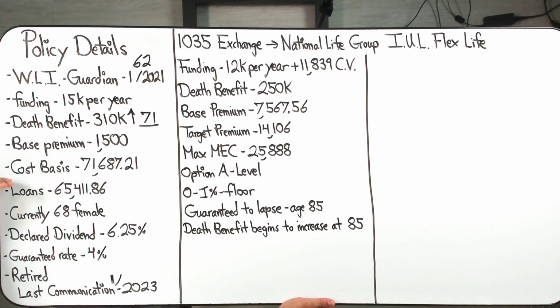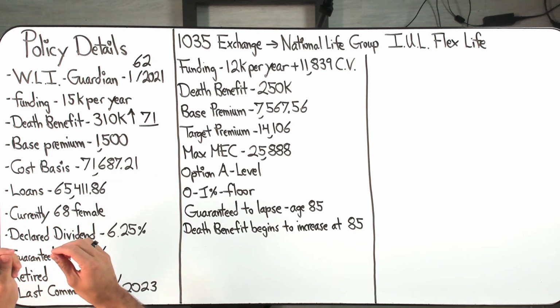So as of right now, their cost basis is $71,687.21. That's how much money they have contributed into this asset in their portfolio. They have $65,000 loaned out inside of this policy. We're dealing with a female, currently 68 years old. As of 2026, the declared dividend rate has increased to 6.25%. Their guaranteed rate of return on the whole life insurance contract, their guarantee is 4%. So they have a 4% floor.